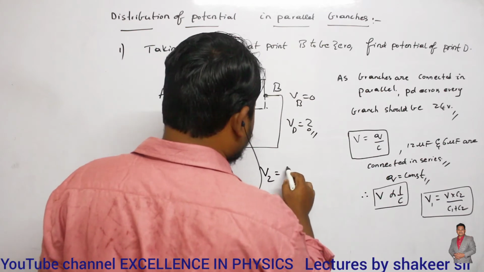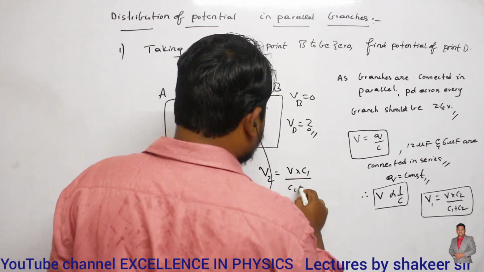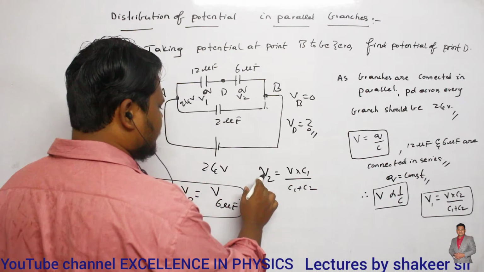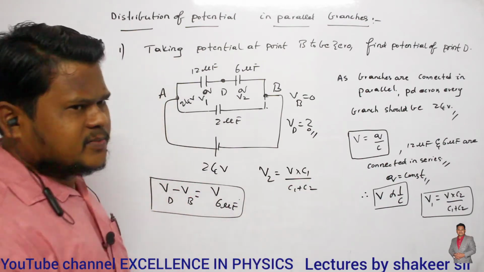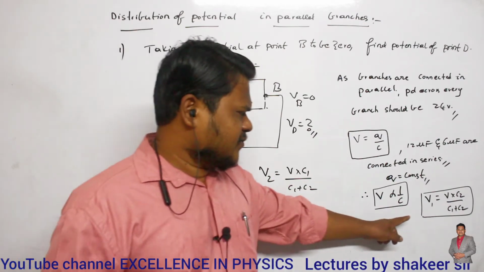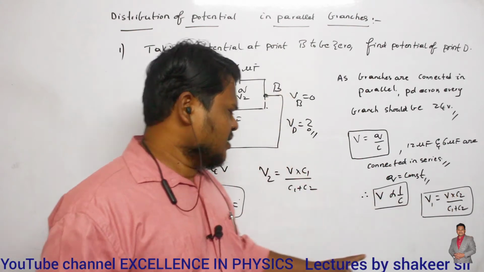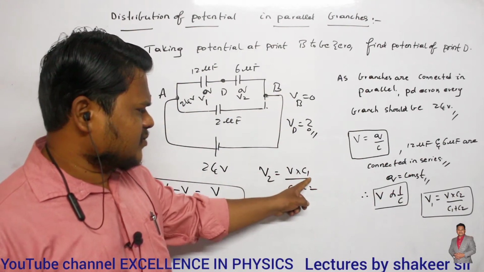V2 can be written as V into C1 divided by C1 plus C2. So here potential and capacitance are inversely proportional to each other. So first of all, if I get V1 here, I will get C2. Here if I write V2, then here I have to write C1.